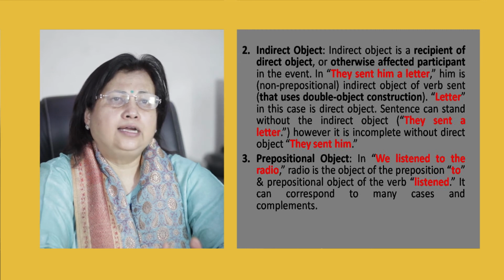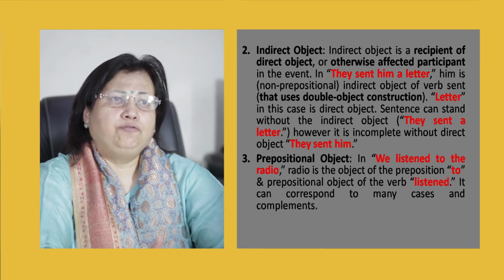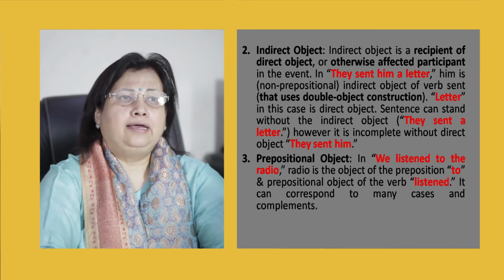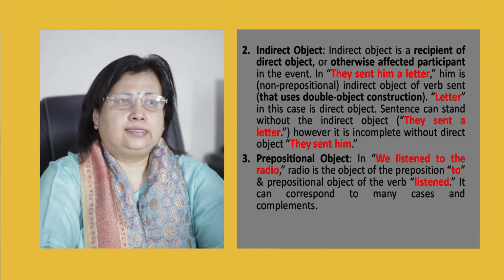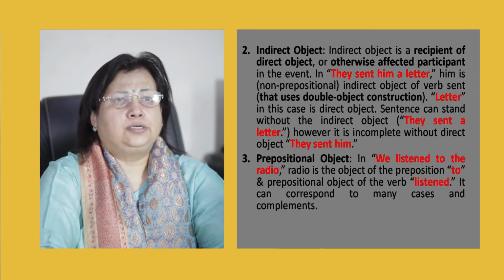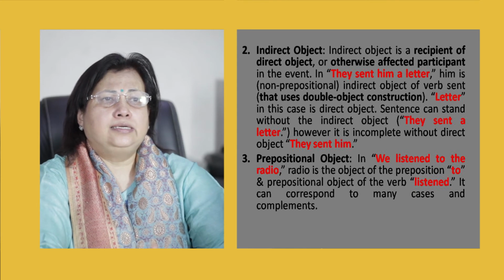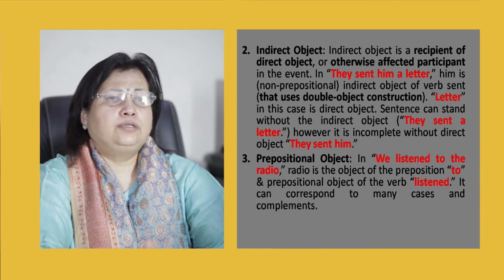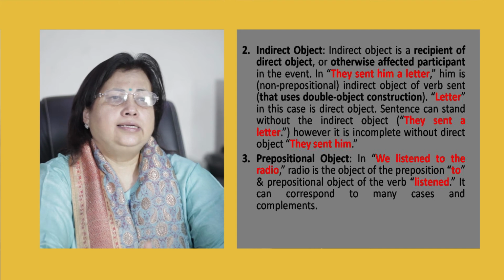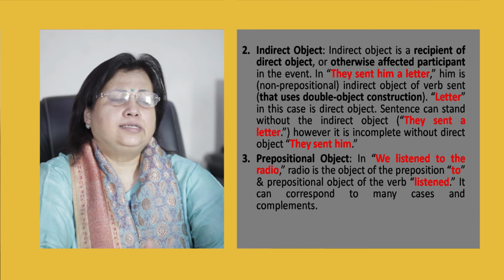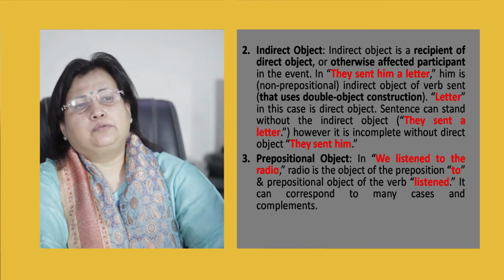Indirect object: an indirect object is a recipient of the direct object or otherwise affected participant in the event. They sent him a letter. Him is a non-prepositional indirect object of the verb sent that uses a double object construction. Letter in this case is the direct object. A sentence can stand without the indirect object: they sent a letter. However, it is incomplete without the direct object: they sent him.